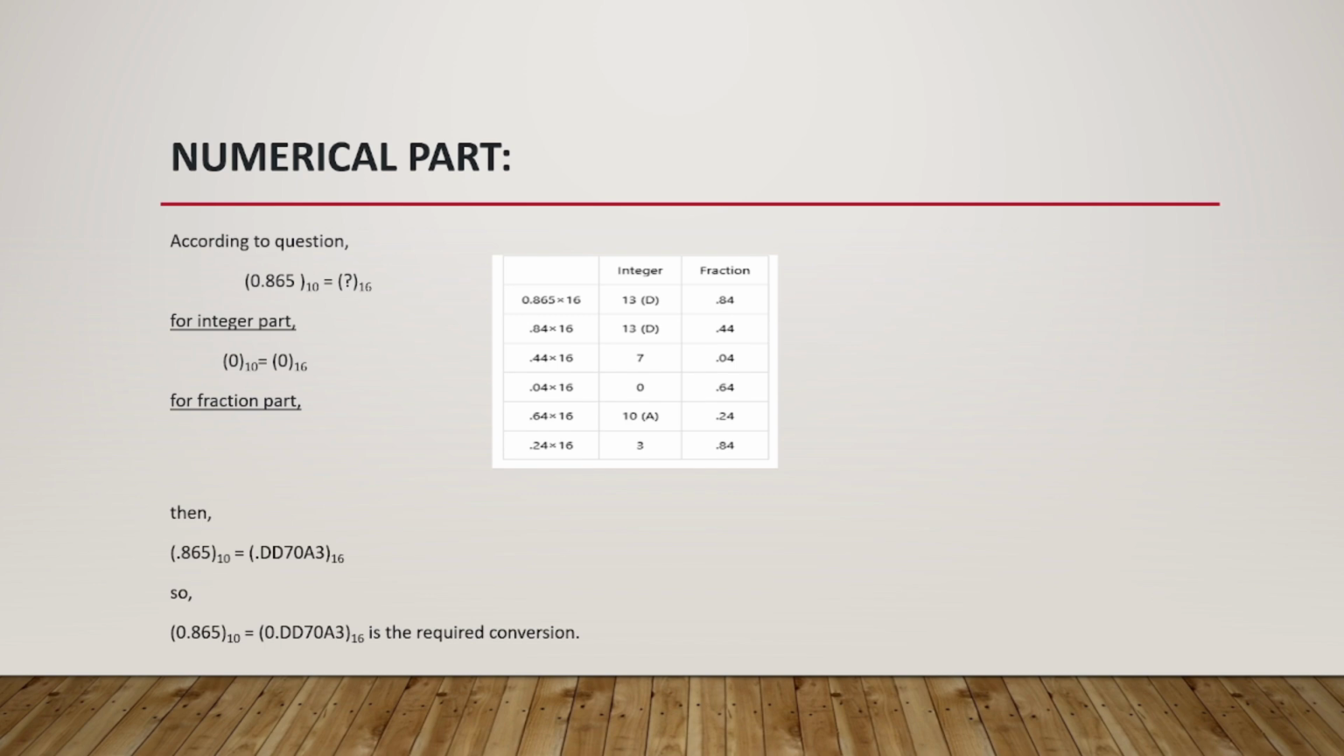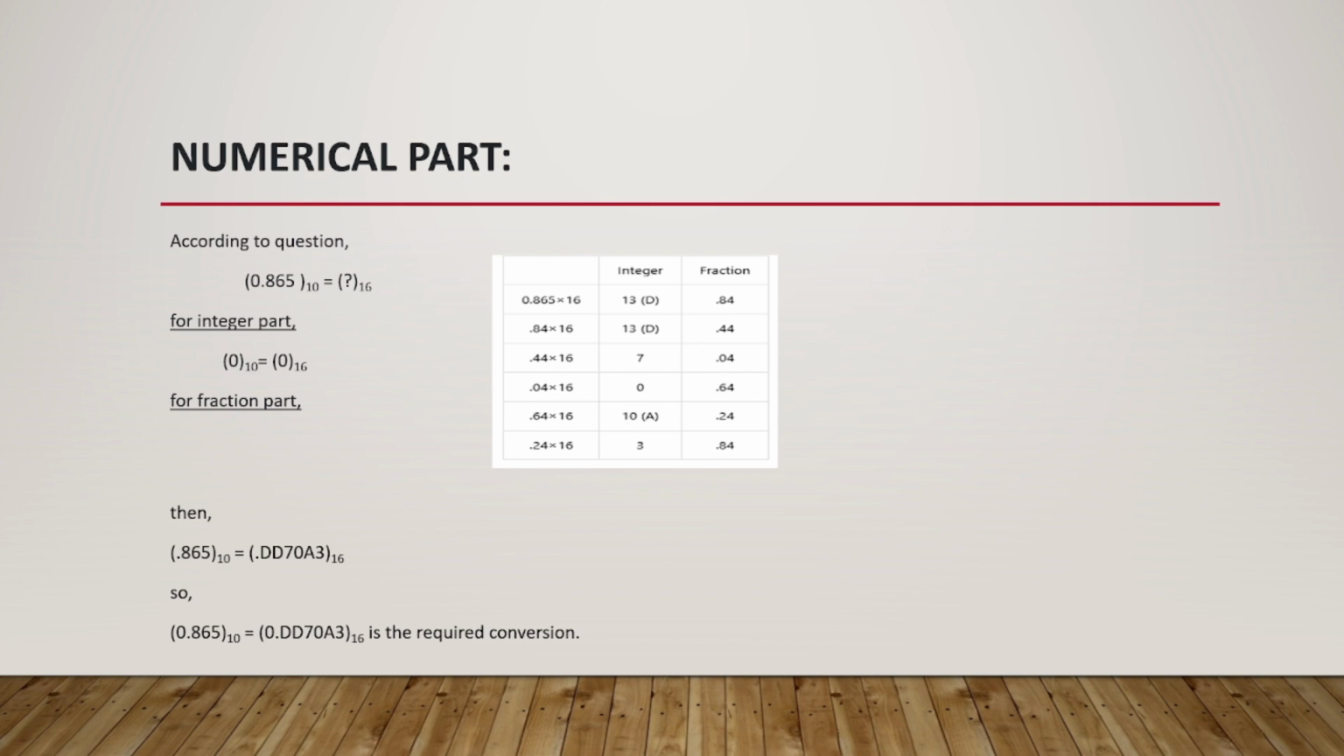Fraction equals 0.44. 0.44 times 16 equals 7.04. 7 is the integer, so the third hex digit equals 7. Fraction equals 0.04. Multiply until either the fractional part becomes 0 or you reach the required precision, the number of digits asked in the question, for example, 4 or 6 places.